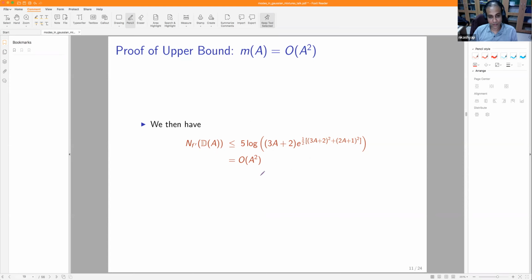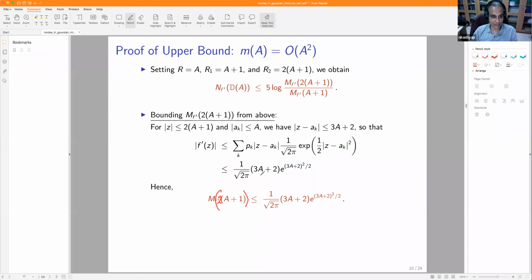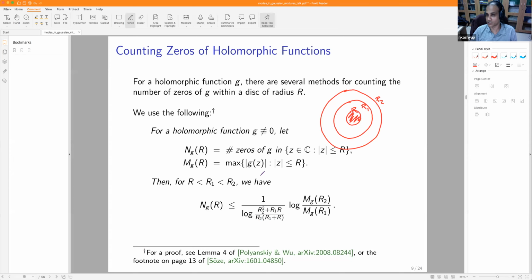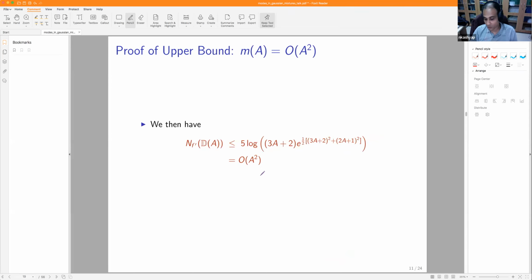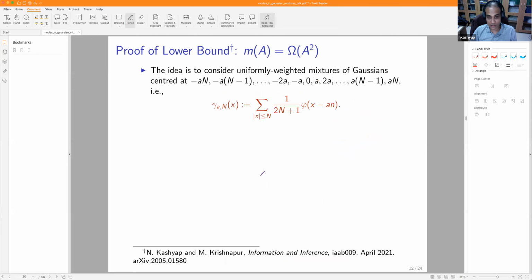Okay. So this was something that I already learned from this exercise, that there is this nice way of bounding the zeros of a holomorphic function, counting the number of zeros of a holomorphic function within a disk. Lower bound. Okay, so this is probably where things start to heat up.